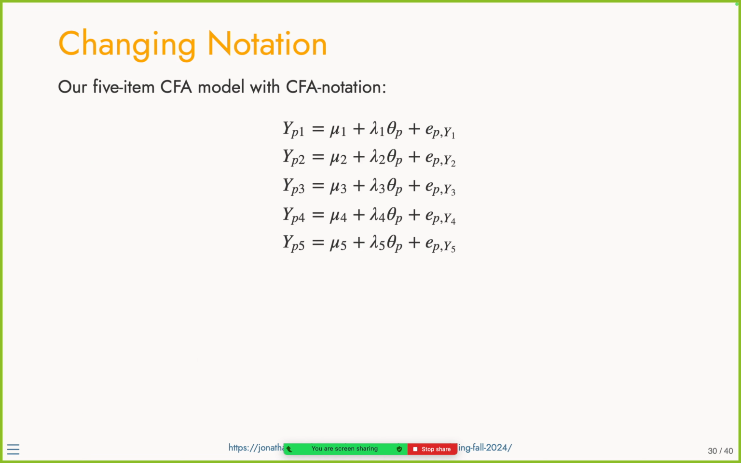This is our 5-item CFA model with CFA notation right here: item intercepts, factor loadings, and unique variances themselves. How are we doing? Questions on any of this?